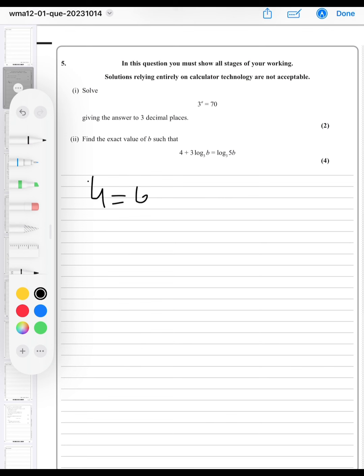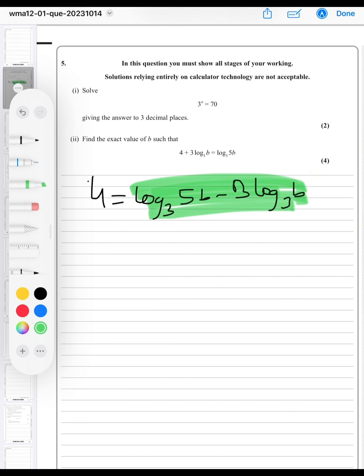4 equals log 3 of 5b minus 3 log 3 of b. So we can apply the formula of the logs, but remember we can only apply it when we have two logs and the bases are the same. The bases are the same here. These are a few checks, and there must not be anything in the start.